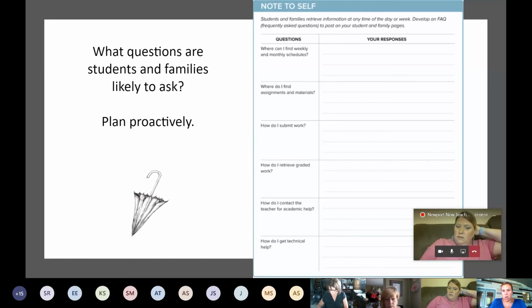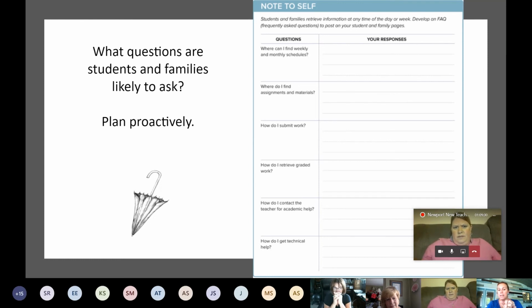This was one of our success criteria. So being able to evaluate your learning management system from the perspective of a family member or a student. You could tweak this, of course, ask yourself other questions, but do think about a couple things. If you were a student getting on, would you know where to find your schedule? Whether that's daily, weekly, whatever. Do they know how to find their assignments and any materials they need?